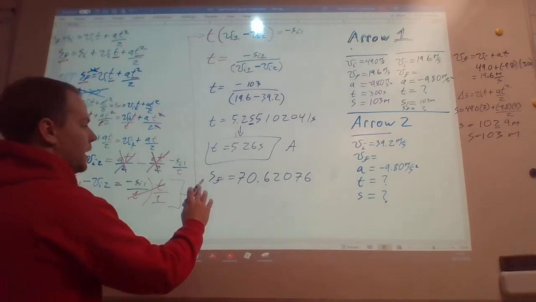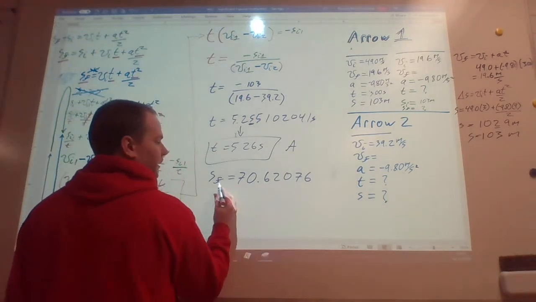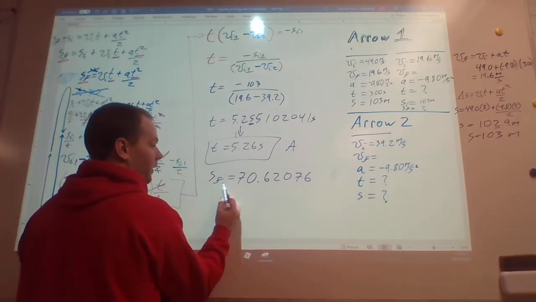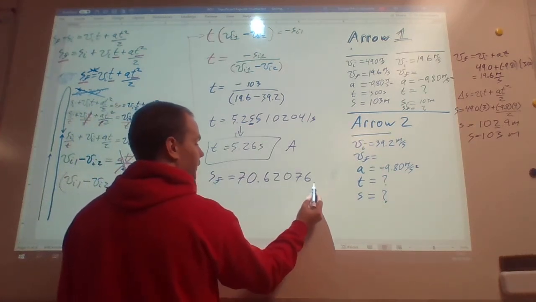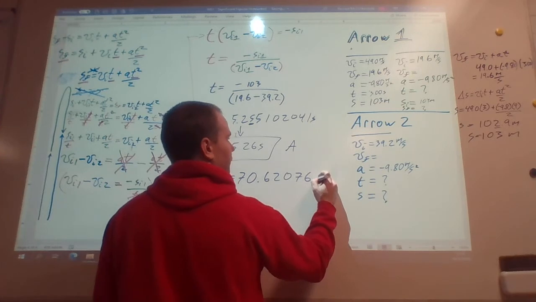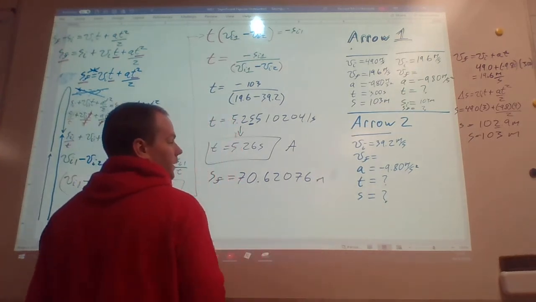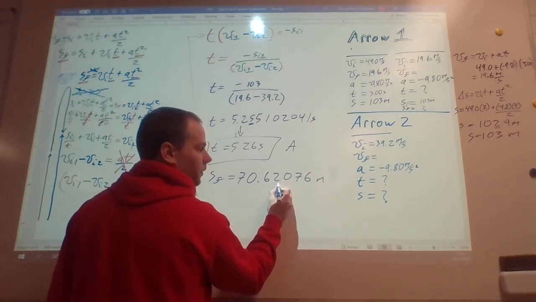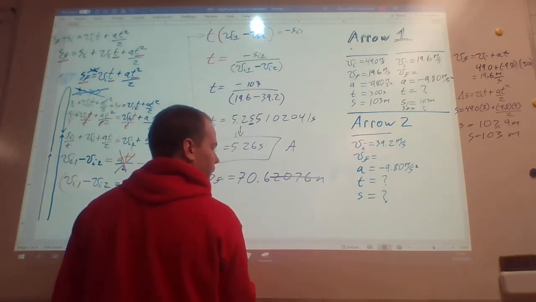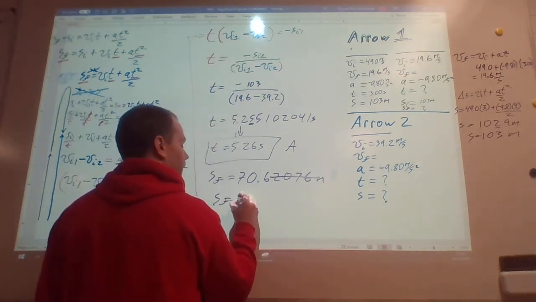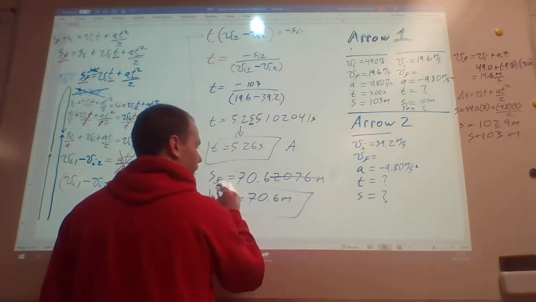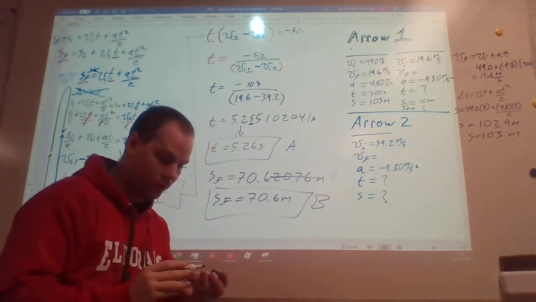Okay, so again, plug that in your calculator. It spits out that sf is 70.62076 meters. We need to round that to 3 sig-figs. Since the third sig-fig is a 6 and the fourth is a 2, we just drop this. So sf is 70.6 meters, and that is the answer to question B.